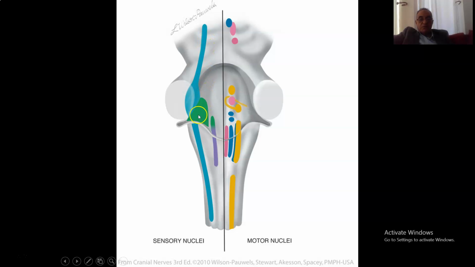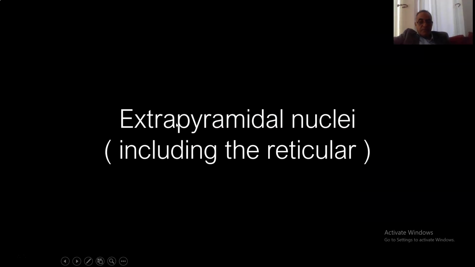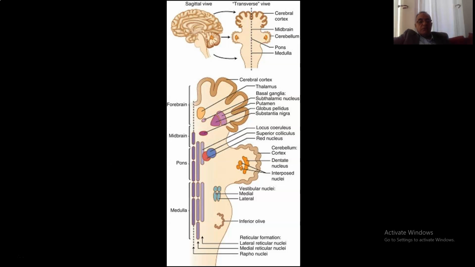And the vestibular nuclei and the cochlear nuclei. Extrapyramidal nuclei, including the reticular. Many scientists consider the reticular formation part of the extrapyramidal system. So this shows you the extrapyramidal nuclei scattered in the brain: the putamen, globus pallidus, the dentate nucleus, and in the brainstem we have also the brainstem nuclei.